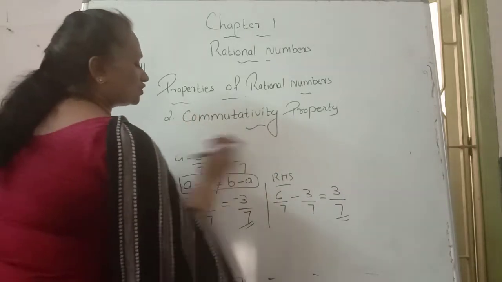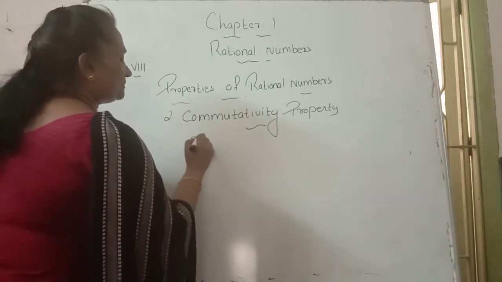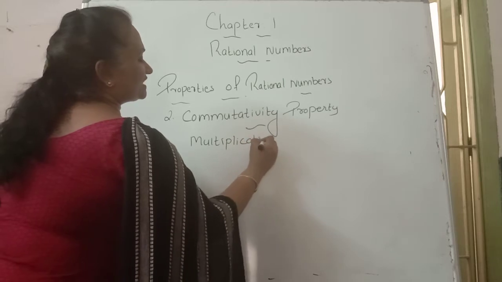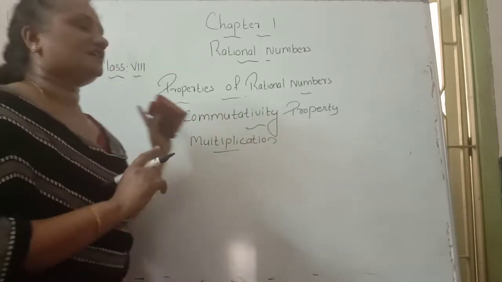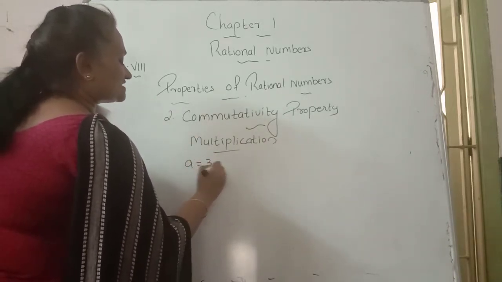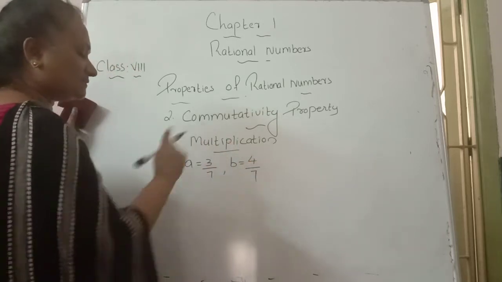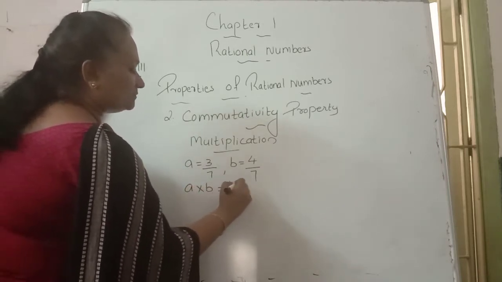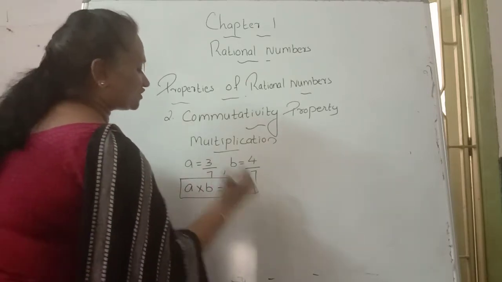Then next we want to go and check the multiplication case. We want to check whether the commutative property is satisfied under the multiplication case or not. A value consider as 3 by 7 and b value consider as 4 by 7. Multiplication doing, here the general form is a into b equals b into a. Is it true or not? Satisfying or not? Checking.